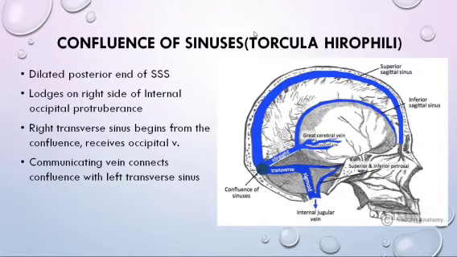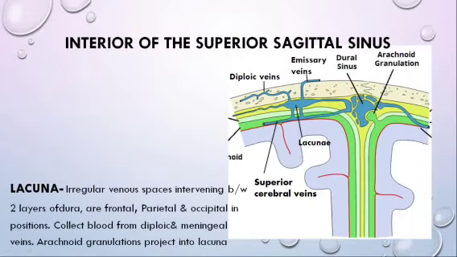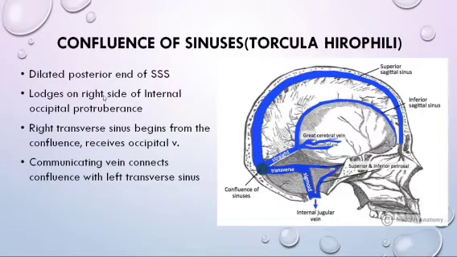The confluence of sinuses, or torcular herophili. What do you mean by this? It is nothing but the dilated posterior end of the superior sagittal sinus. It is present on the right side of the internal occipital protuberance, where there is a depression. Usually the right transverse sinus begins from this confluence. This confluence also receives the occipital sinus, which is the content of the falx cerebelli and ends in the confluence of sinuses. Through a communicating vein, it also communicates with the left transverse sinus. So, now clear about the confluence of sinuses.